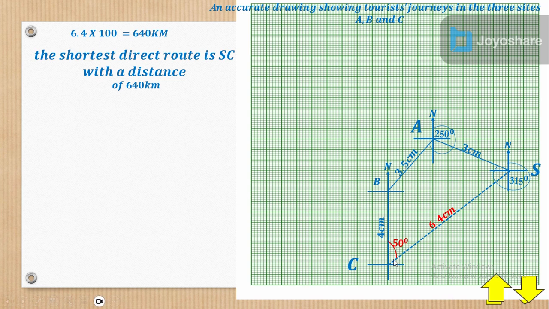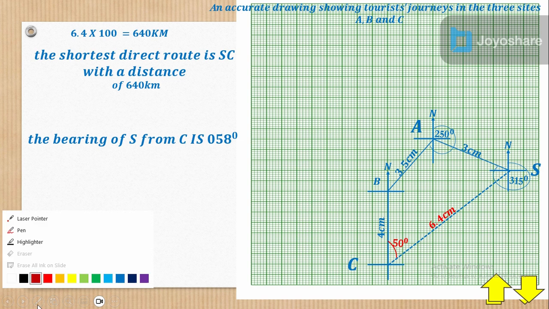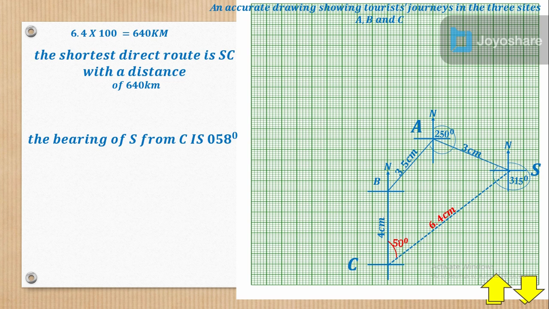So the angle you have measured from north up to there is 58 degrees. So let's conclude: the bearing of S from C is 058. By the way, this was meant to be 58. Let me just clarify this. These were typing errors. However, it's good you are getting them corrected. So take it that this is 58 degrees.